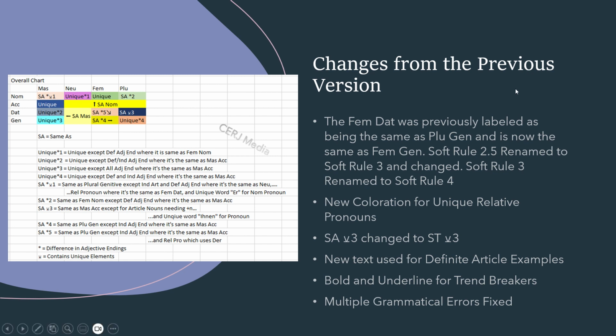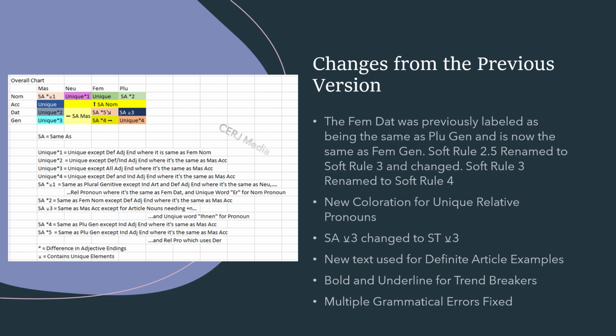So the feminine dative was previously labeled as being the same as the plural genitive, and is now the same as the feminine genitive. This SR star 5 used to mean that it was the same as the plural genitive, but I have now rewritten it to be the same as the feminine genitive, and now obviously some of the rules are slightly different. The reason I did that is because there are more differences between the plural genitive and the feminine dative than there are between the feminine dative and the feminine genitive. So if I say that the feminine dative is the same as the feminine genitive, with one exception, that's fewer exceptions to remember than saying it's the same as the plural genitive, but with two exceptions.